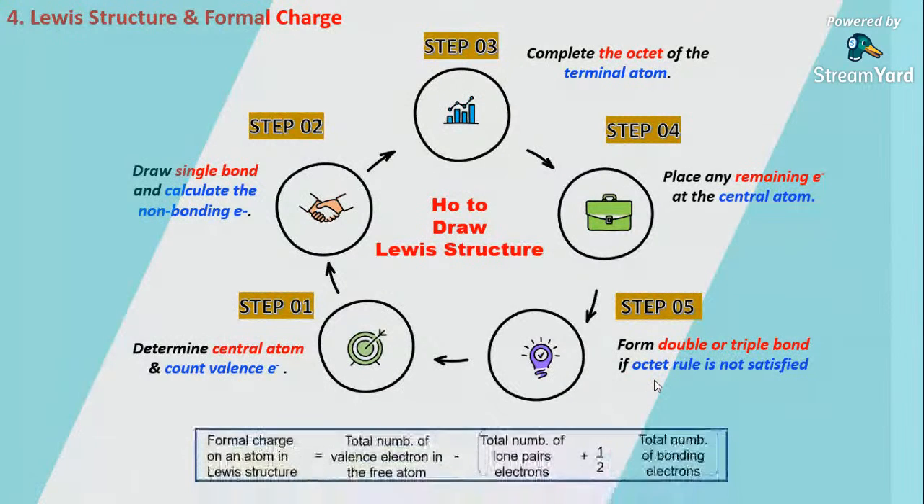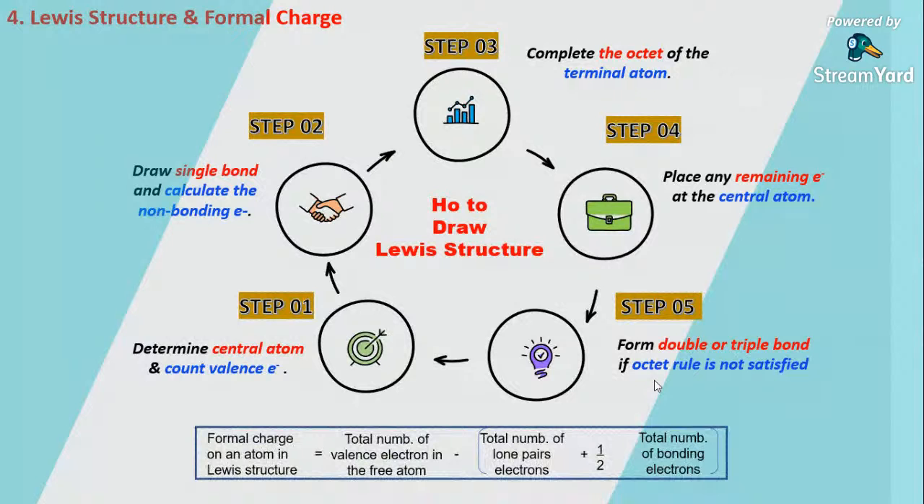Another part is about the formal charge. So this is the formula for the formal charge: total number of valence electrons in a free atom, meaning phosphorus has 5 valence electrons, chlorine has 7 valence electrons, minus the total number of lone pair electrons, minus half times the total number of bonding electrons. Always remember, one bonding pair is equal to 2 electrons.